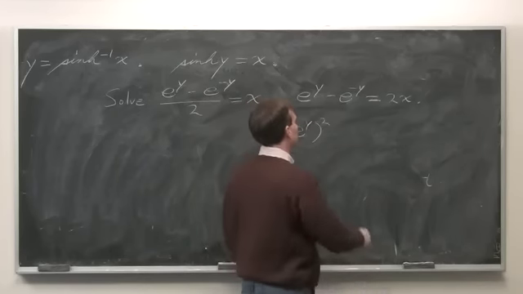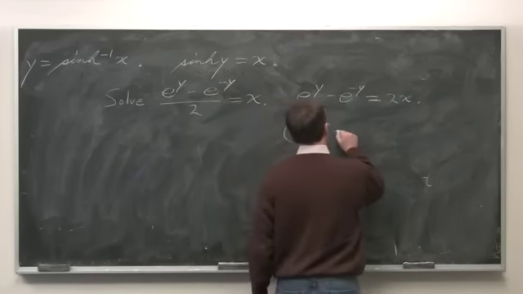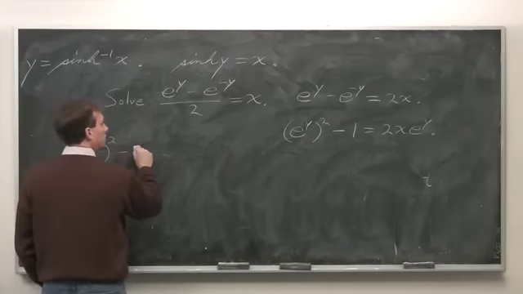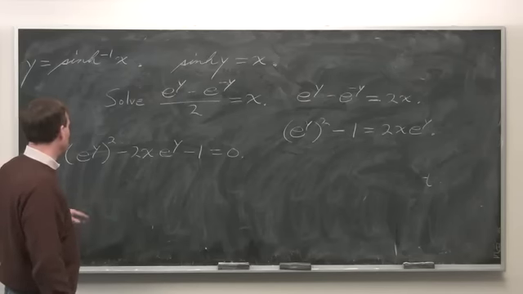Minus e to the minus y times e to the y, that's 1, equals 2x times e to the y. Put this part over here, and you get e to the y squared minus 2x times e to the y minus 1 equals 0. Now this probably looks awful to you, but we're about to use the quadratic formula.